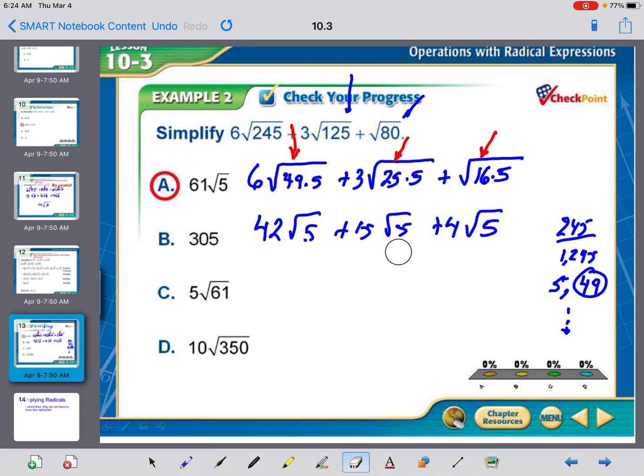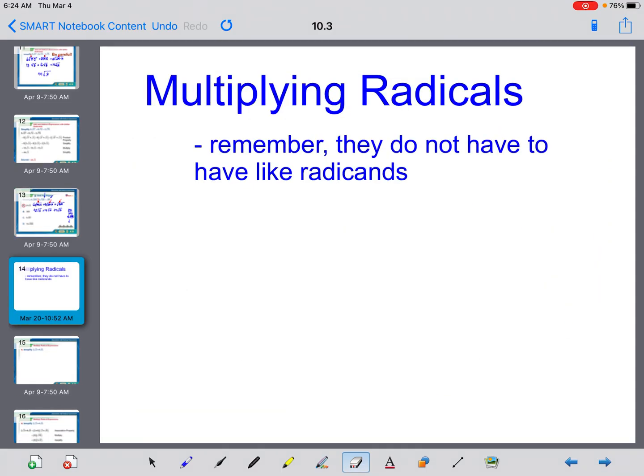And then I have all these like radicals. Square root of 5, square root of 5, square root of 5. So I'm going to keep the square root of 5 so you can see how that has a great promise. So you see that the 42 plus 15 is 57, plus 4 is 61. Got it.